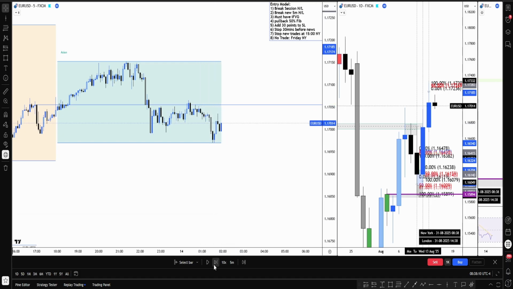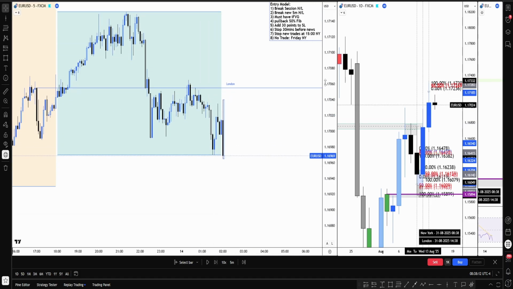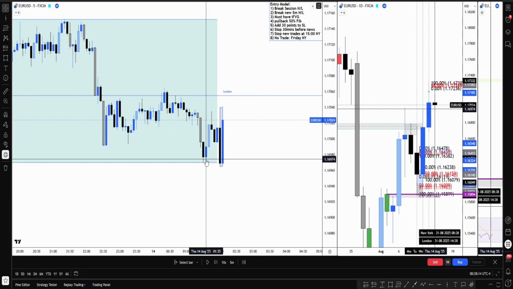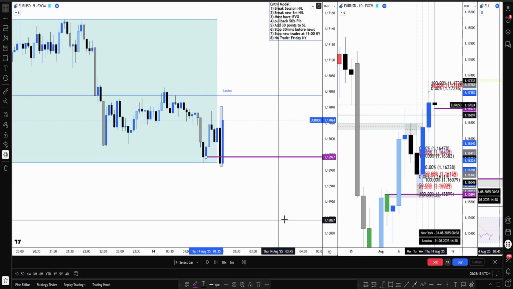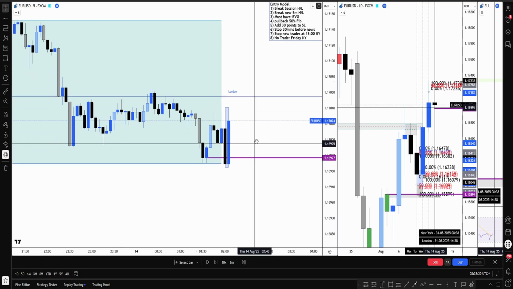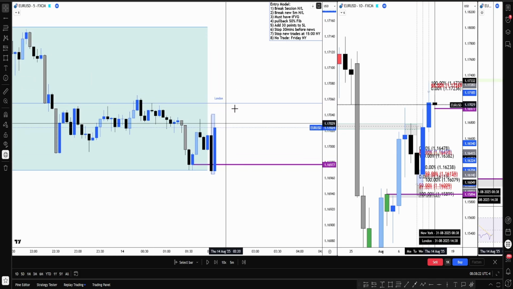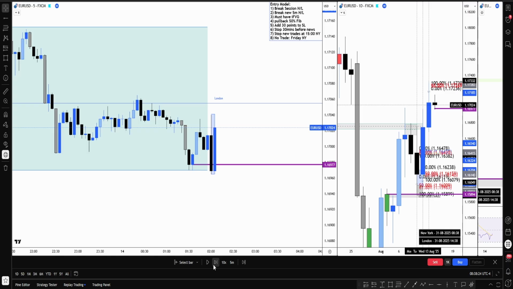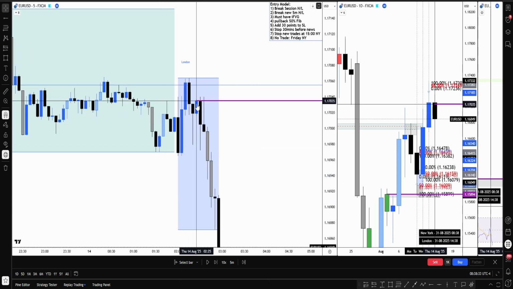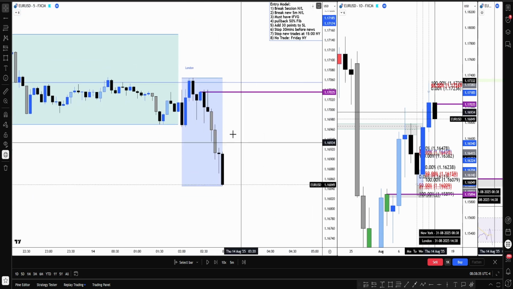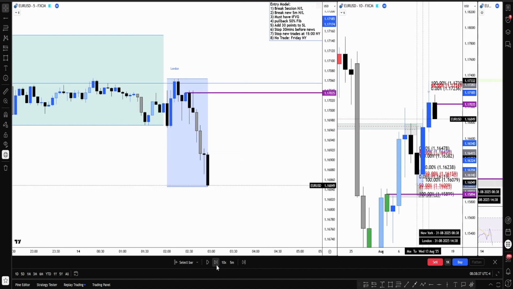Okay, we're close to 2 a.m. Oh, there we go. We already took out the Asian low here, but what do we not have? We don't have an inverted fair value gap yet, so we don't have any entry model so far. There we go. Now we have an entry model if price closes above that purple line, because there's our fair value gaps.